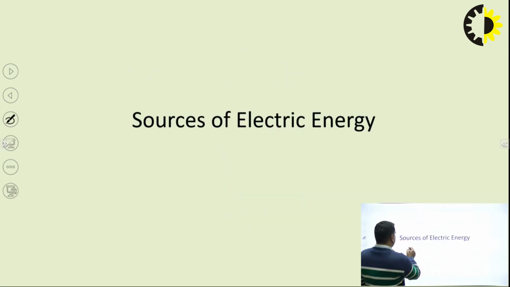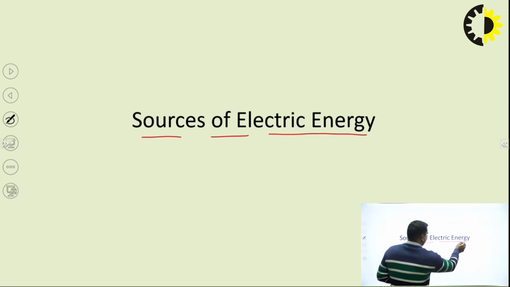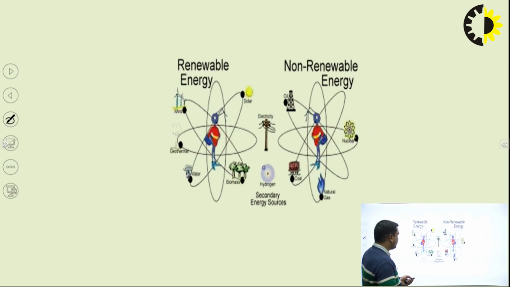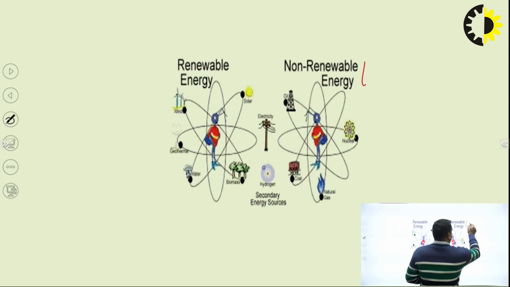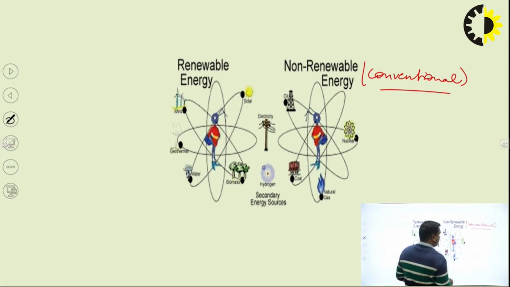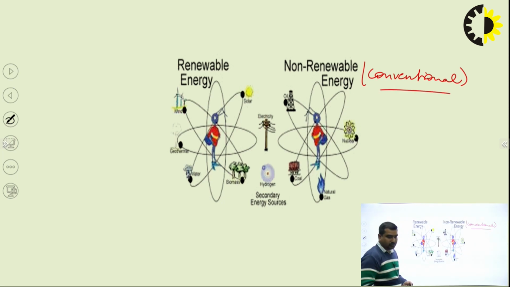Here it is the source of electrical energy. What are the sources? We know that we are having two sources of energy, that is renewable energy sources and the conventional sources, non-renewable energy. It is also called the conventional energy sources, and here it is renewable energy sources.